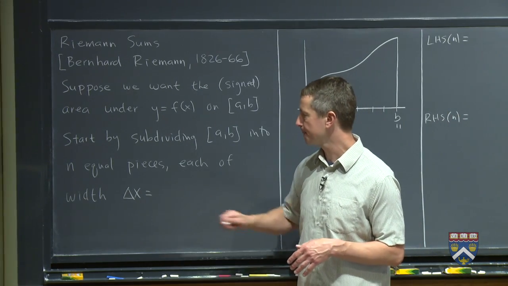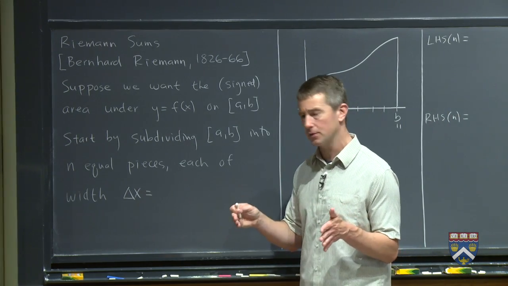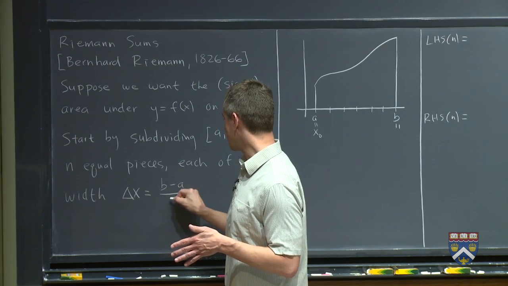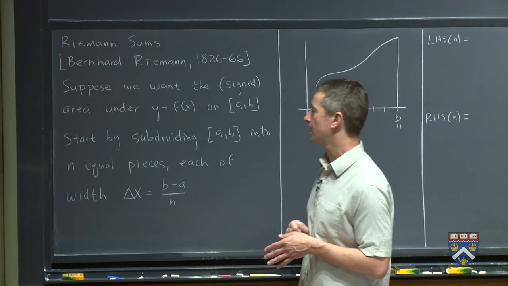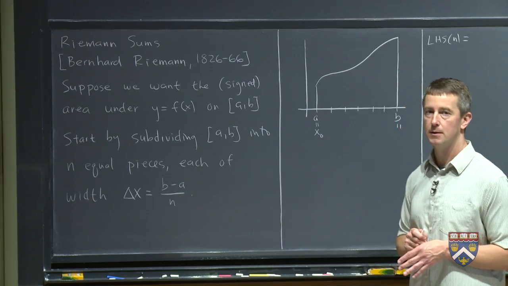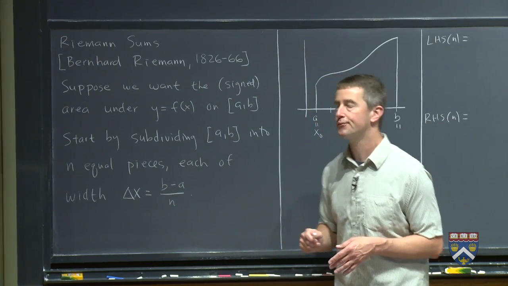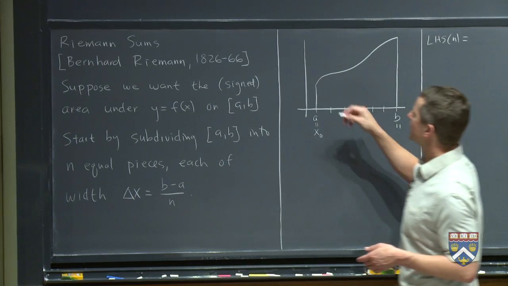What should I write here? The length of the interval is what? It's b minus a, and we're breaking it up into n pieces. So the width of each one of them is going to be b minus a over n, just as we did in the previous example. It was 2 minus 0 over 4. So here I've got some graph of f of x.